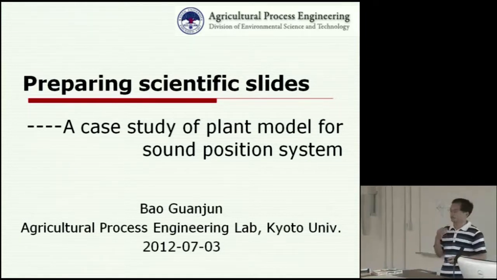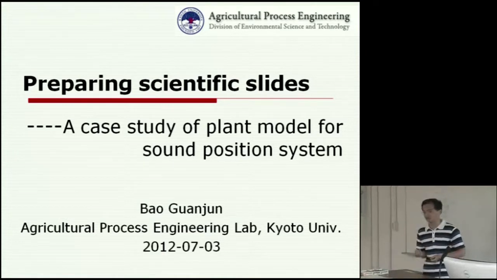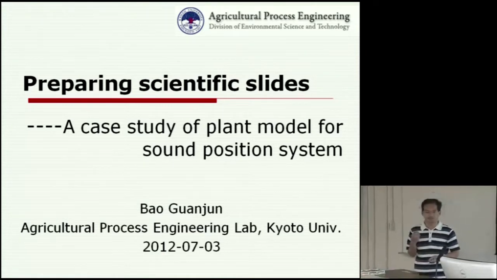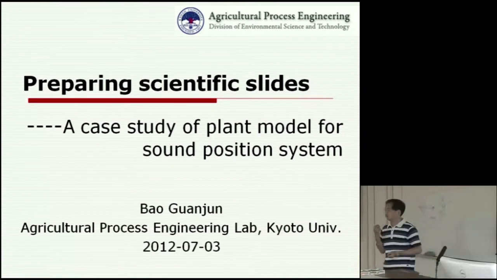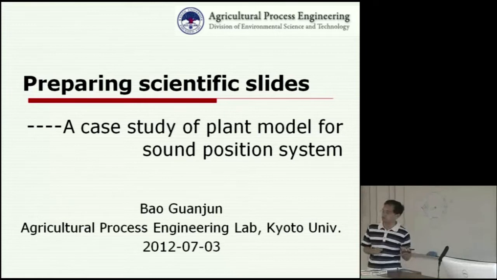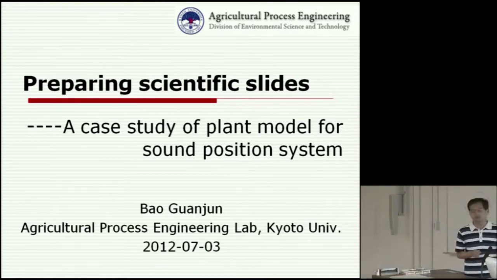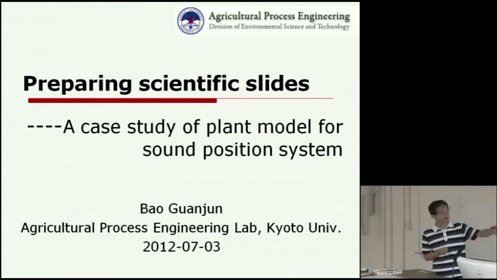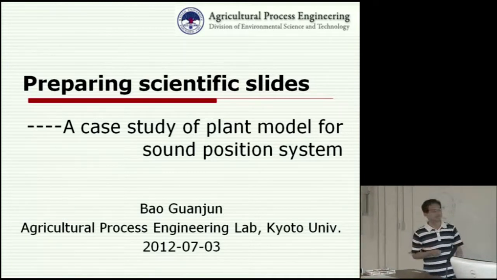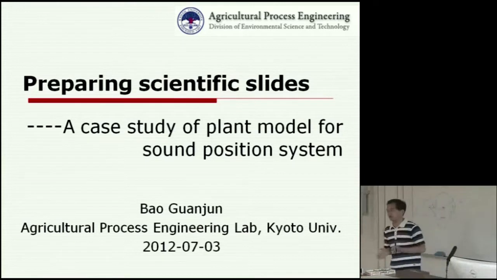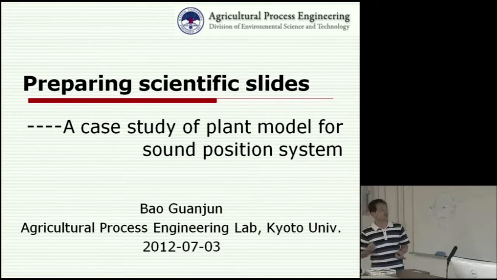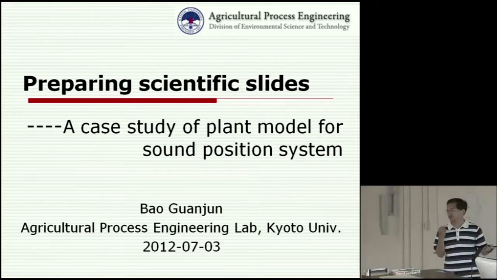For example, about language, we use English or our natural language. For example, the body language. For example, the pointer, how to use the pointer. Here I just focused on the slides. To make it clear and easy to understand, I will take a simple example about the plant model for robot system in greenhouse.